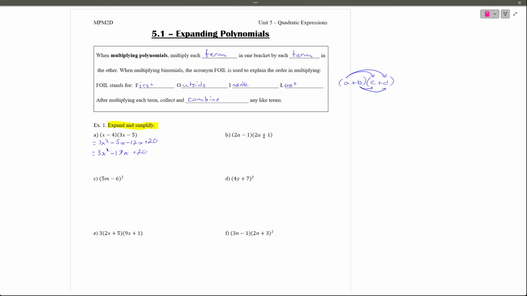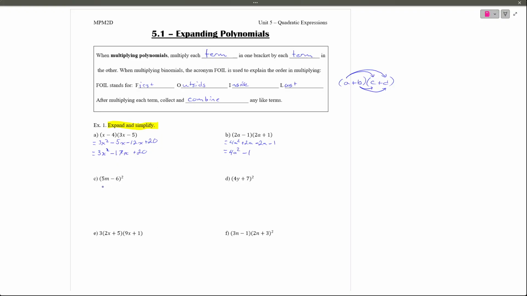So we have 2a times 2a. So 2 times 2, that's 4. A times a, that's a squared. Now we have 2a times 1. So that's just 2a. Now we have negative 1 times 2a. Well, that's negative 2a. And now we have negative 1 times 1. That's going to be negative 1. So we combine our terms. So we only have one squared term. So this is going to be 4a squared plus 2a minus 2a. Oh, the a's actually cancel out. They're gone. And then we just have our minus 1. Interesting how that worked out.